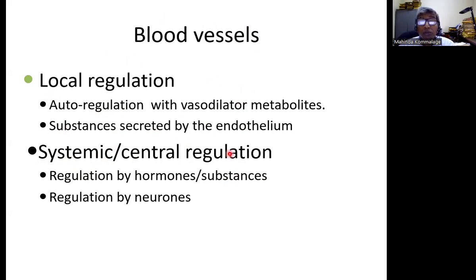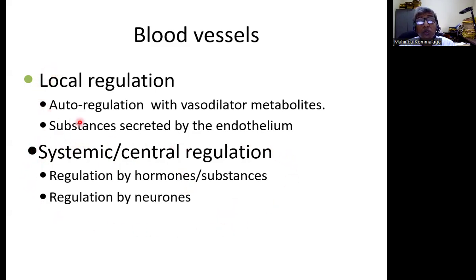Systemic regulation of the blood vessels, to do that, we have two components. We have neurons, sympathetic, parasympathetic. That means basically the autonomic nervous system will control the blood vessels throughout the body. So that is systemic regulation. Then hormones like adrenaline, noradrenaline, vasopressin, angiotensin 2 will regulate the blood vessels throughout the body. So that is what we call systemic regulation of blood vessels.